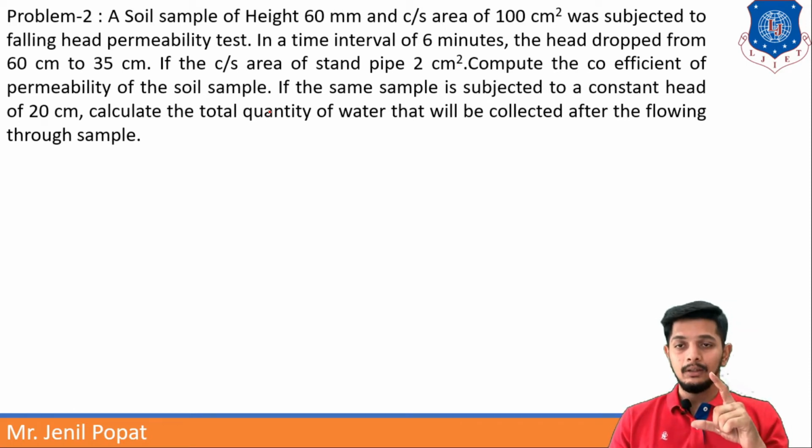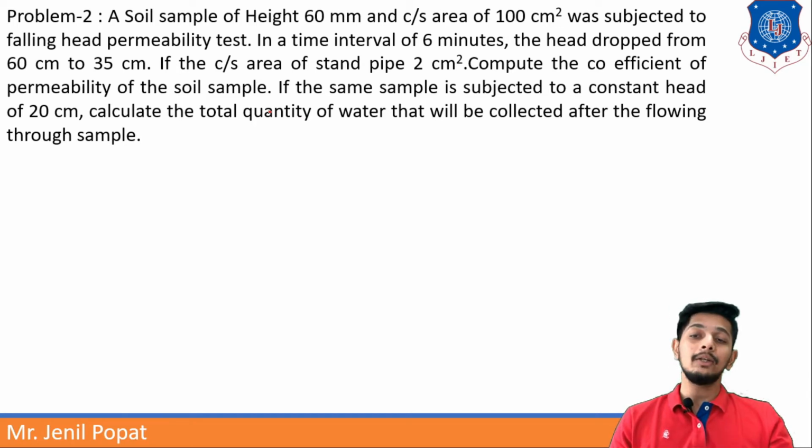So height is given, cross-sectional area is given, so we can find out volume, then the falling head test is done in a time interval of 6 minutes. So small t is given, the head dropped from 60 cm to 35 cm. And if the cross-sectional area of the standpipe is 2 cm square, then compute the coefficient of permeability of the soil sample. And if the soil sample is subjected to a constant head of 20 cm, calculate the total quantity of water that will be collected for flowing through that sample.